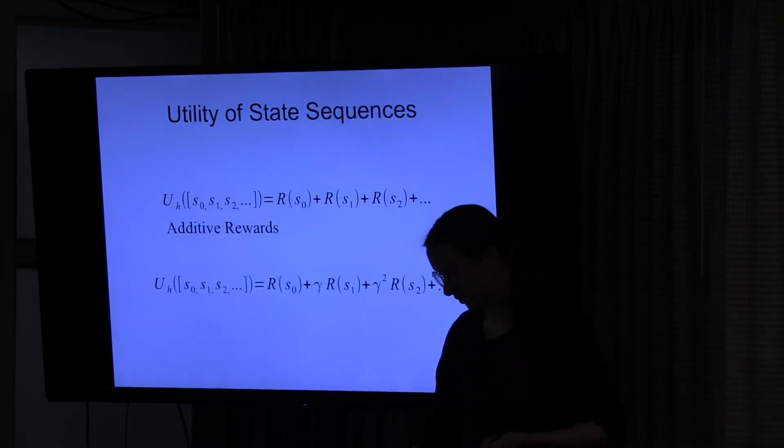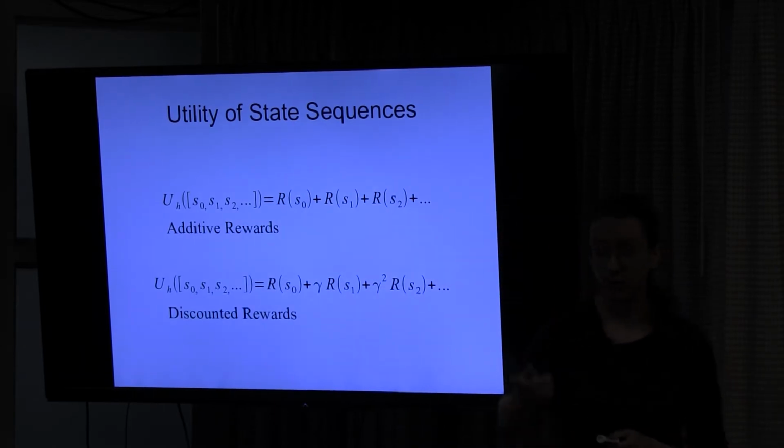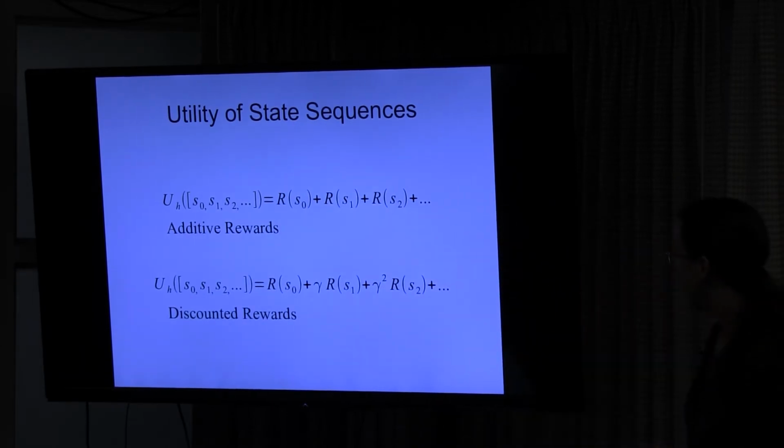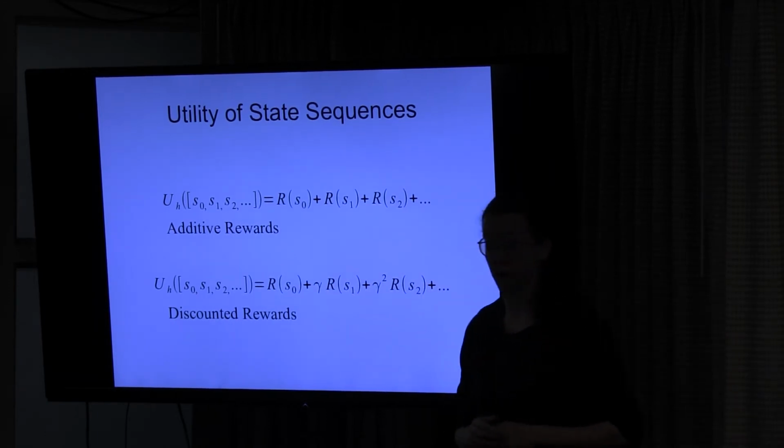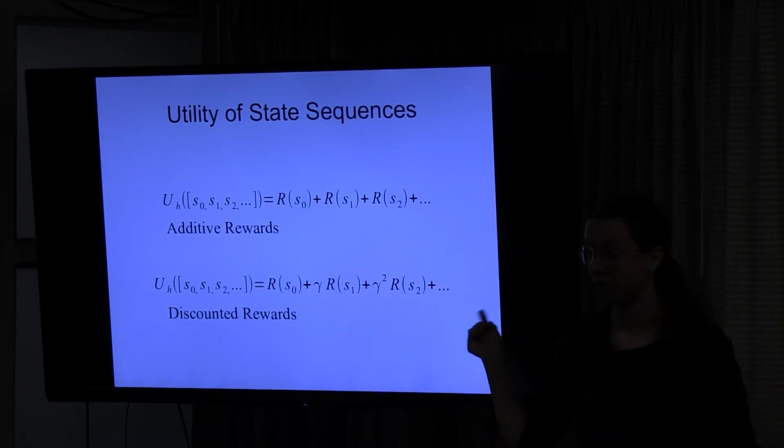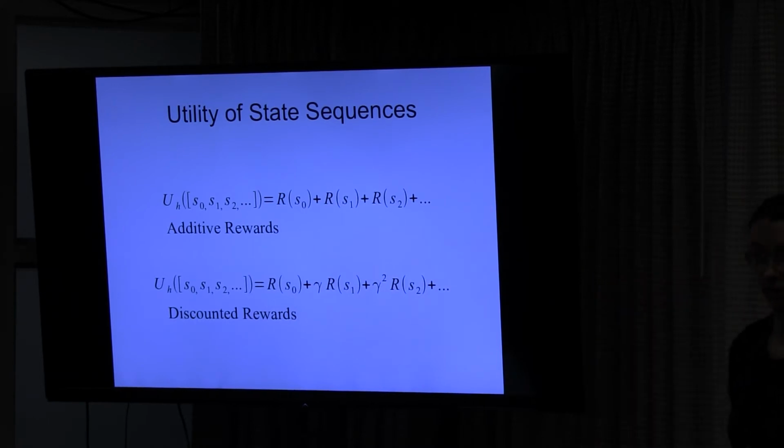Another thing that people do is discounted rewards. So this is basically what you were saying, only you have this gamma that you're raising to the power. Gamma is some number less than 1. So what's this going to do in words?